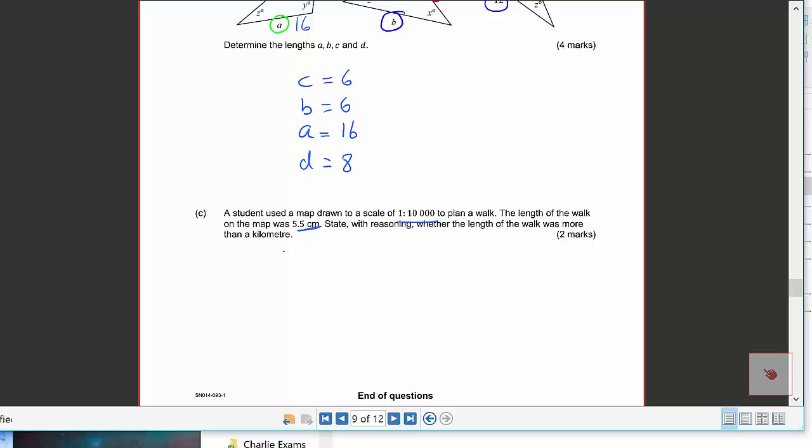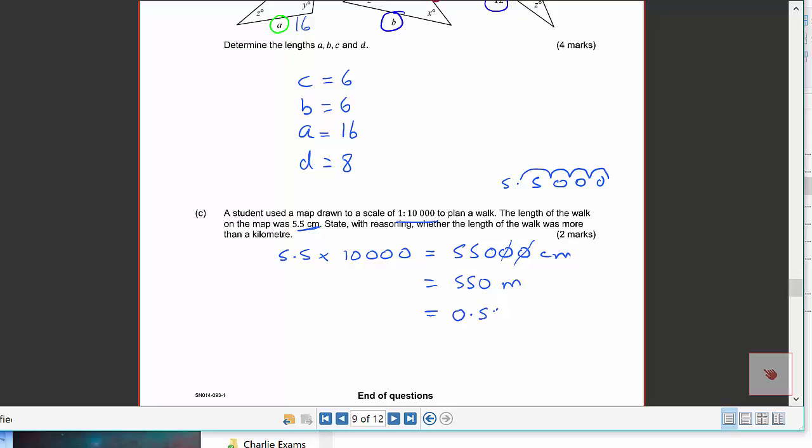So the length on the map is 5.5, so in the real world that's going to be 5.5 times 10,000. So 5.5, multiply that by 10,000, 1, 2, 3, 4. So that's going to be 55,000 centimeters. So that's going to be 550 meters, which is 0.55 kilometers. So it's less than 1 kilometer.